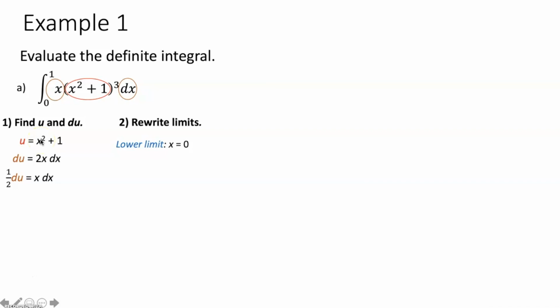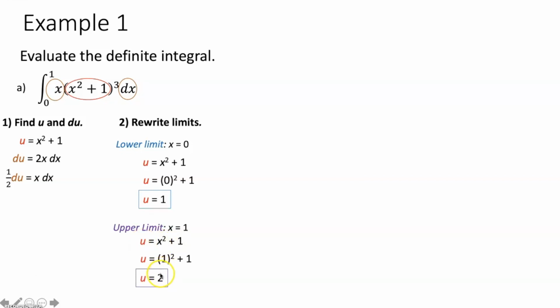Well, remember, u was equal to x squared plus 1. So we're going to take 0, plug it in for x here, simplify, and we get 1 as our new lower limit of integration. We do the same thing with our upper limit of integration. We're going to take 1, plug it in for x in whatever we set u equal to, simplify, and we get our new upper limit of integration, 2.